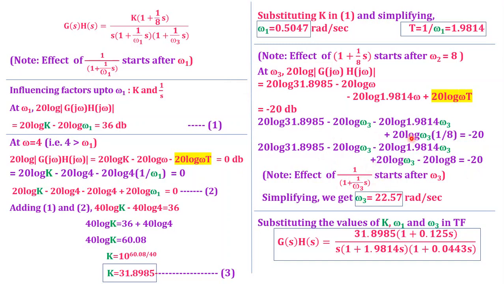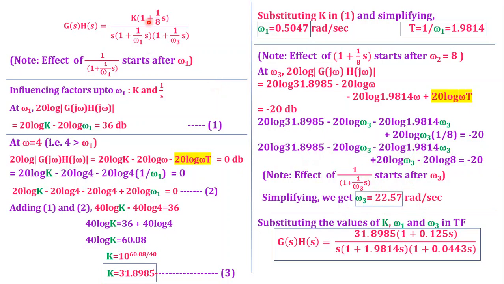If we solve this, only one unknown, all the others are known. By rearranging, I think these two will cancel each other. This value we know, this value we know. After finding this, you take it to the other side, simplify dividing one by the other, and you get log of something, 10 to the power. All that if you do, omega 3 is 22.57.